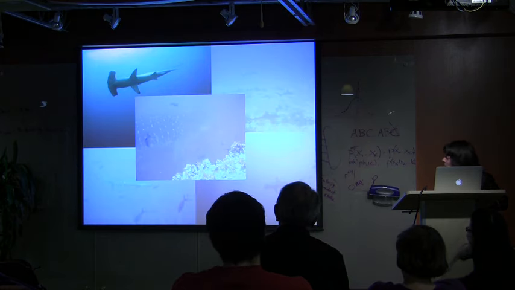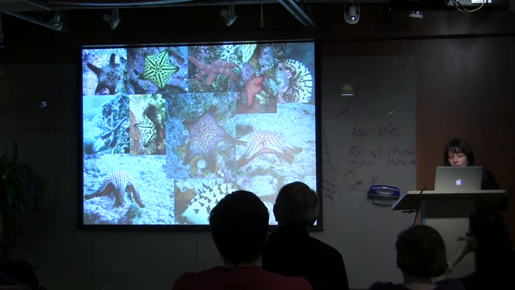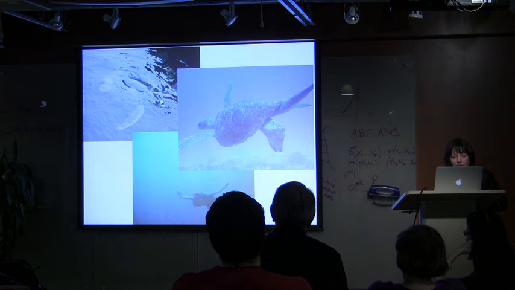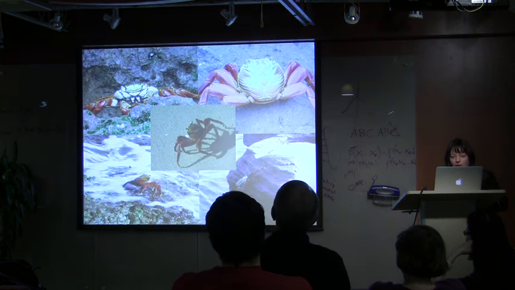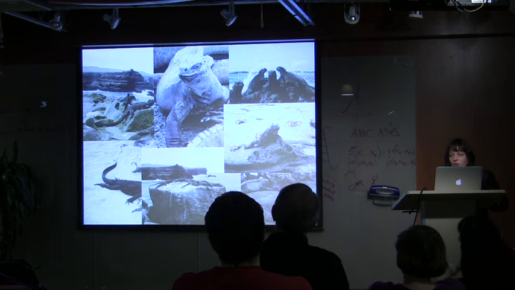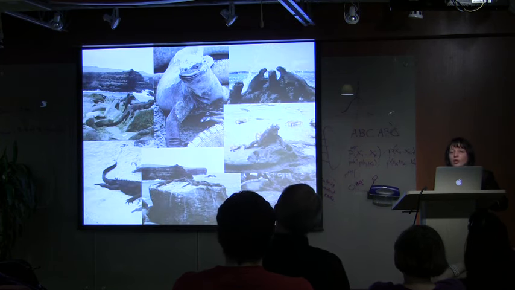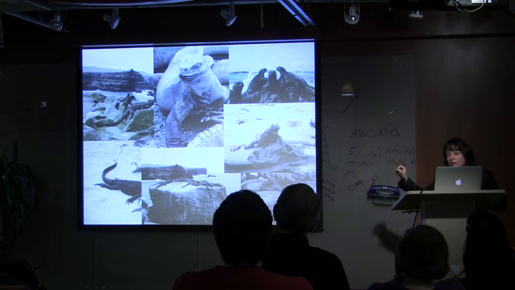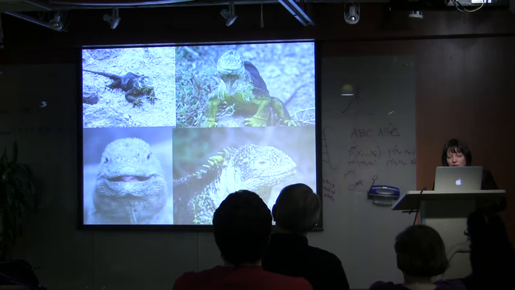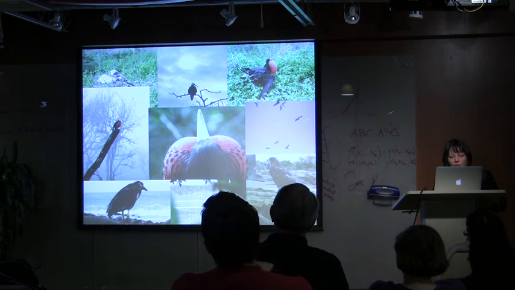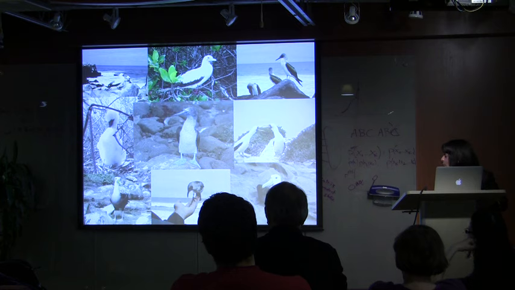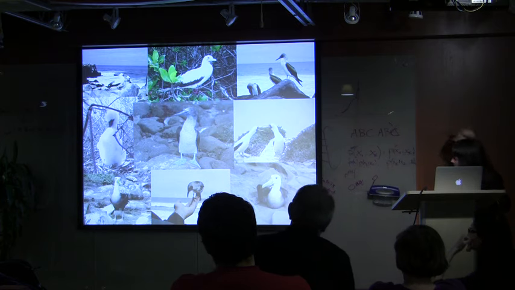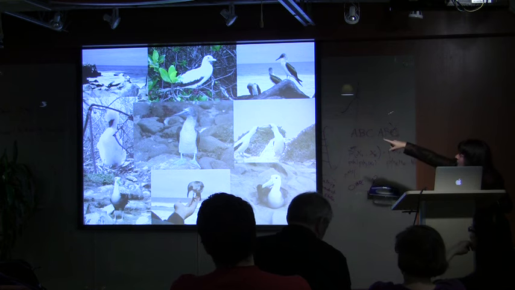You have amazing life, lots of sharks, whale sharks, hammerheads, beautiful starfish, turtles, giant sea turtles, and the crabs, marine iguanas, which is a unique species only found in the Galapagos. And every island is slightly different, so you can tell by the color which island they are from. These are regular land iguanas, then the frigate birds and some other birds, boobies, blue-footed boobies, and the albatross, Nazca boobies, and the red-footed boobies.